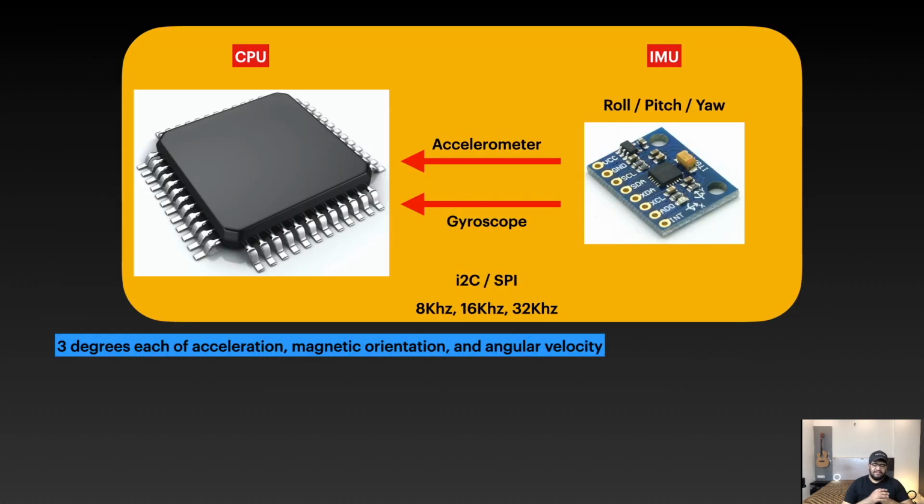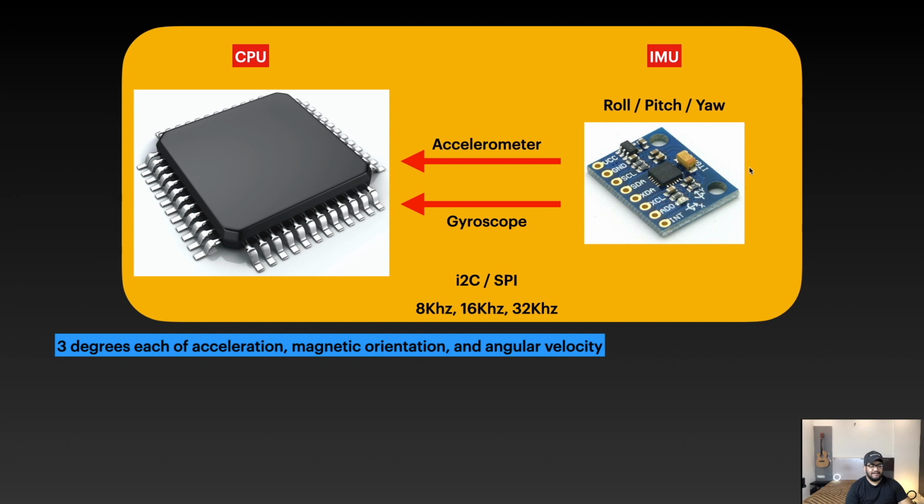Alright, so I mentioned that with the help of the accelerometer, you can calculate the acceleration in one direction, and with the help of the gyroscope, you can calculate the angular velocity in one direction. And if your drone also has a magnetometer, which is not very common in the case of FPV drones, then you can also calculate the magnetic orientation.